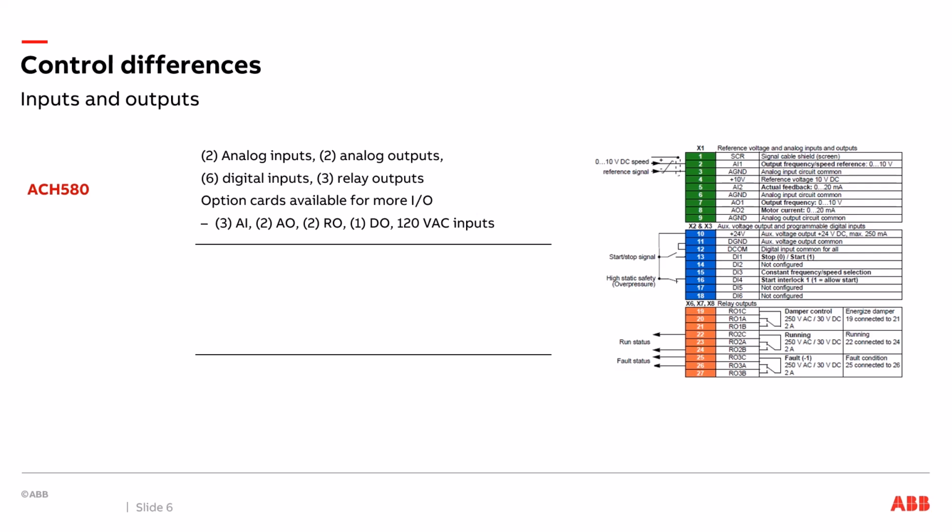If those 2 AI, 2 AO, 6 DI, and 3 RO weren't enough, we have additional option cards that can be plugged into the ACH580. Depending which option cards you choose, you might use one that gives you 3 additional AI and 2 additional AO, or one that gives you 2 relay outputs. There's one with a digital output on it. Even one that can let you interface into legacy systems that have 120 volt control, and then you can land the 120 volt right on the drive for things like your start stop or a safety signal.